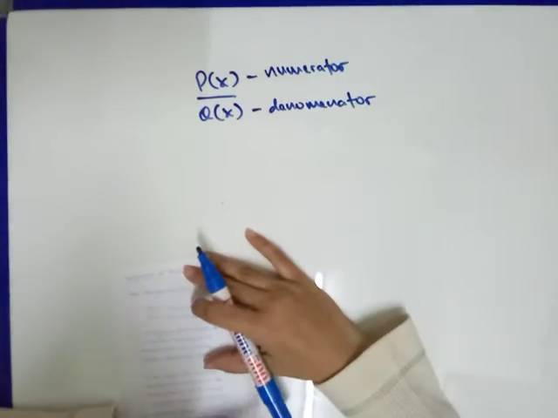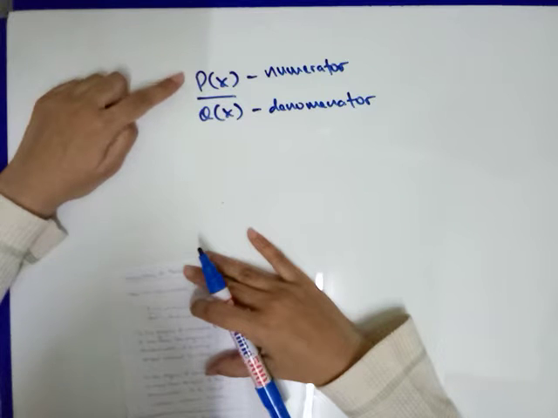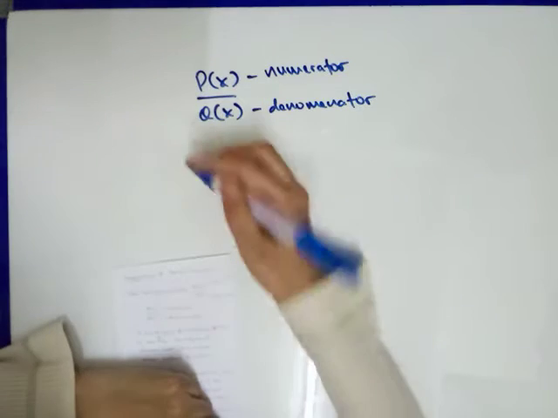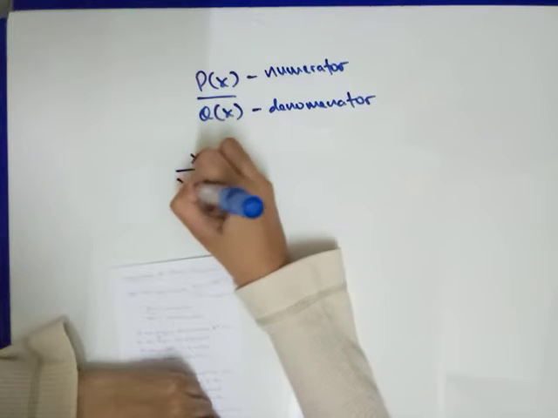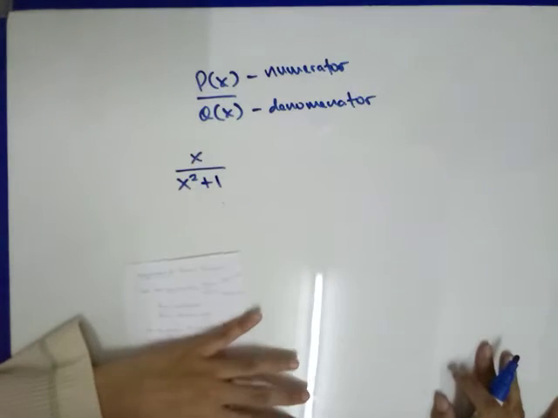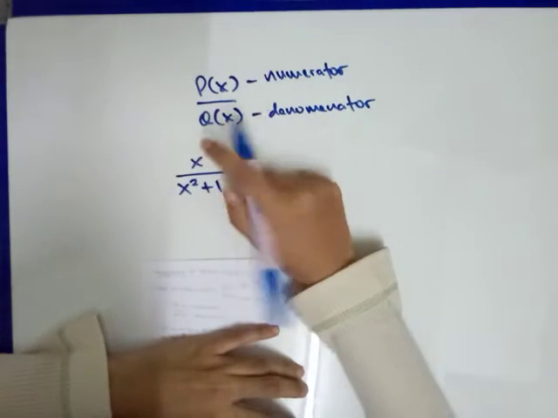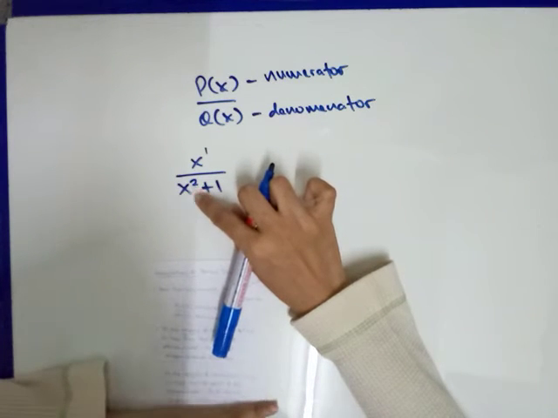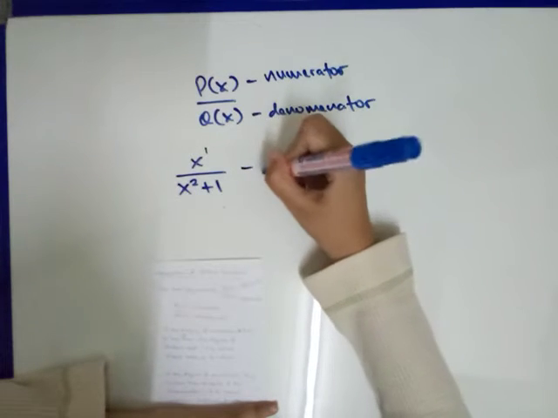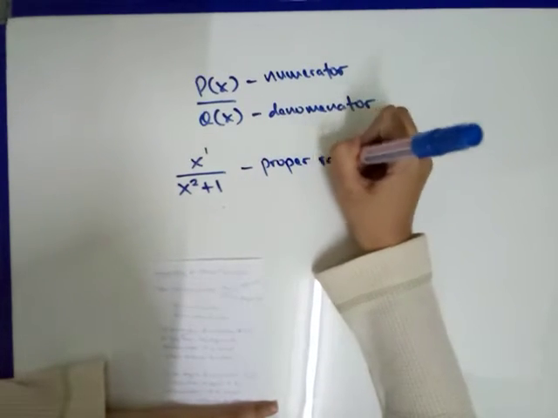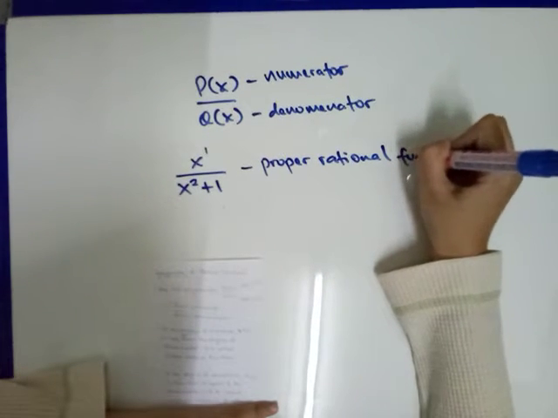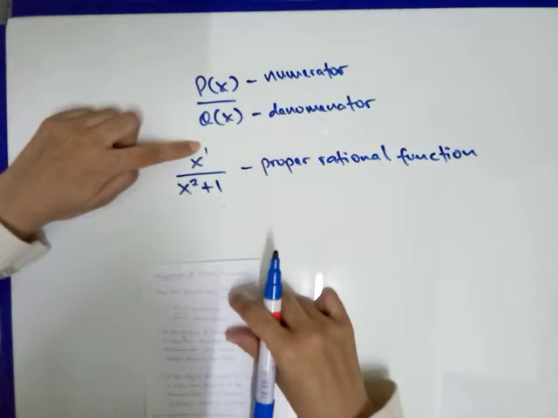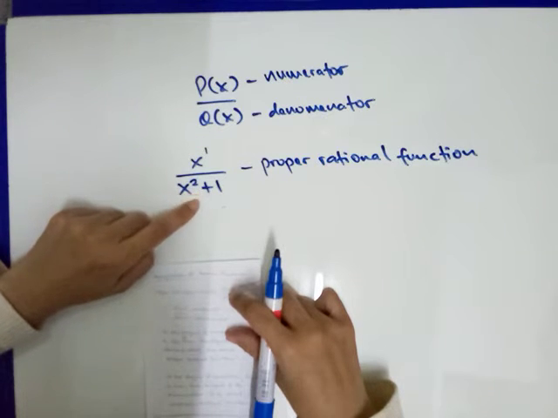Okay, so if the degree of the numerator is less than the degree of the denominator, we call it a proper rational function. For example, we have a function x over x squared plus 1. So x is power 1. The degree of the numerator is less than the degree of the denominator. Because of that, we call this a proper rational function.